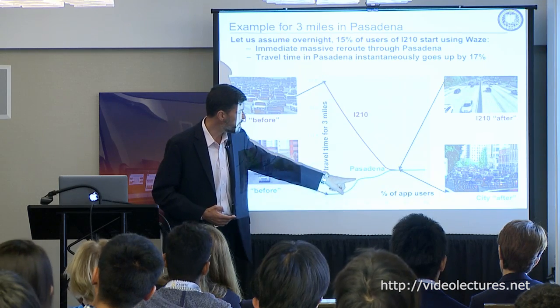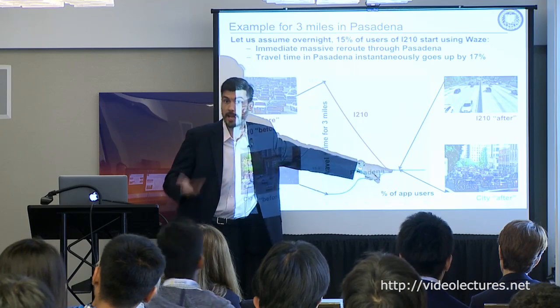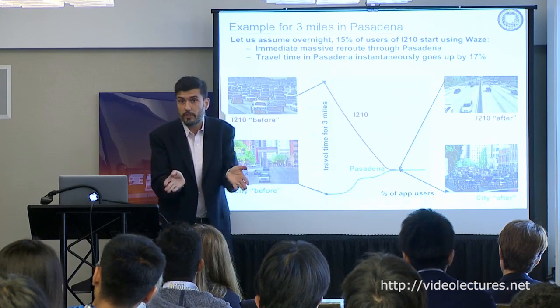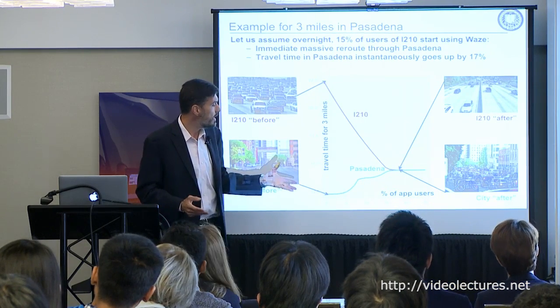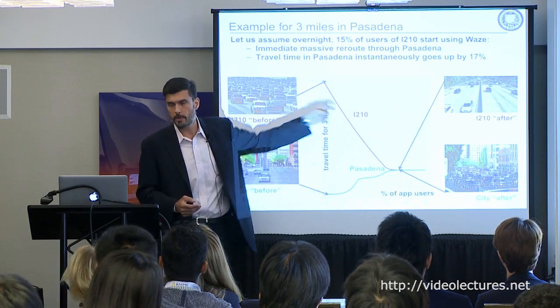And it, of course, starts to congest first one arterial and then the second arterial until the travel time is equal. That's a Nash equilibrium. Then you don't have an incentive to move anymore. You could see how this is really bad for the city and how this is probably OK for the freeway.